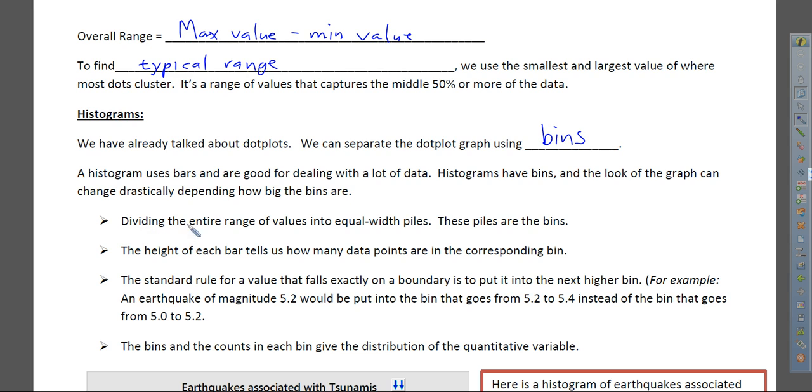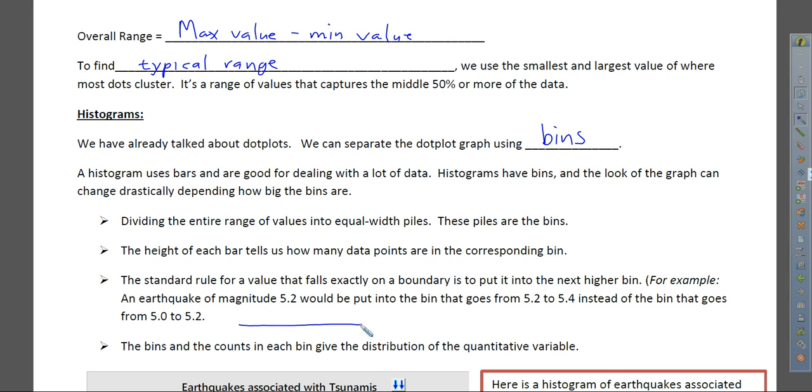How do we do it? We divide the entire range of values into equal width piles. These piles are the bins. And the height of each bar tells us how many data points are in that corresponding bin. The standard rule of thumb for a value that falls exactly on a boundary is to put it into the next higher bin. For example, with earthquakes, an earthquake of magnitude 5.2 would be put into a bin that goes from 5.2 to 5.4 instead of the bin that goes from 5.0 to 5.2.